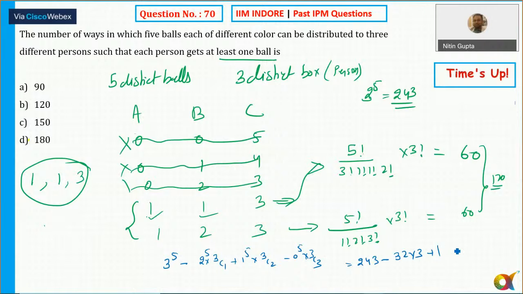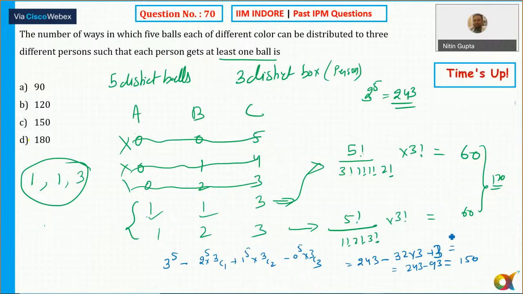And what is this value comes out to be equal to? Can anyone tell me? 3C2 is equal to 3. ये क्या आ जाएगा यहाँ पे? What is this value equal to? Please tell me. 243 minus 93. So that should be equal to 150. I think इसका answer 150 है.